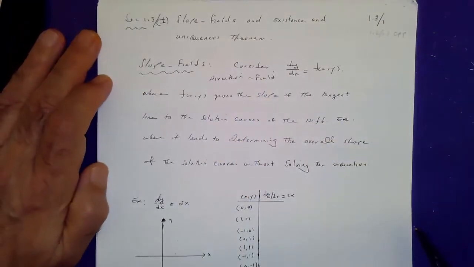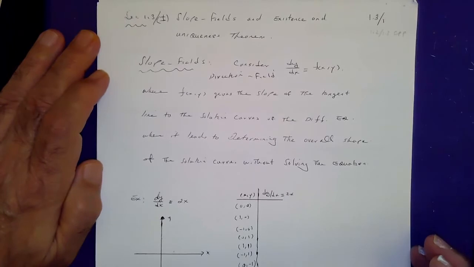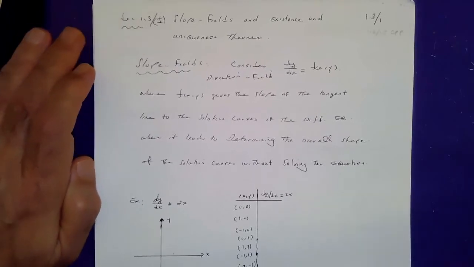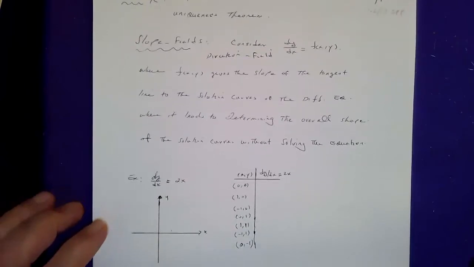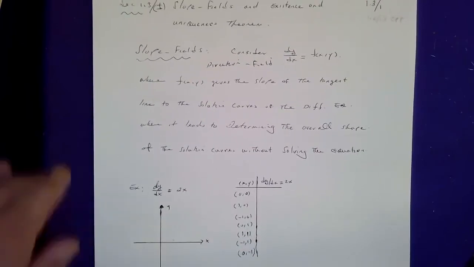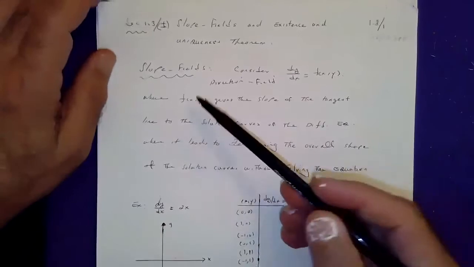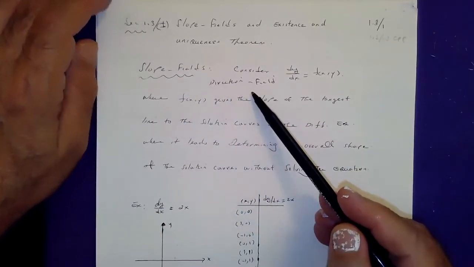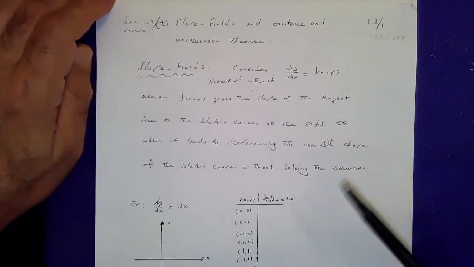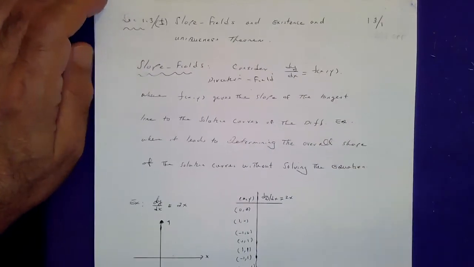Primarily, the purpose of this section is that sometimes it's impossible or very difficult to solve the differential equation analytically. So we need to get an idea how the solution, or in general, solution curves look graphically. So what we do, we construct what is known as a slope field or direction field, to get an idea how the solution curves look like.